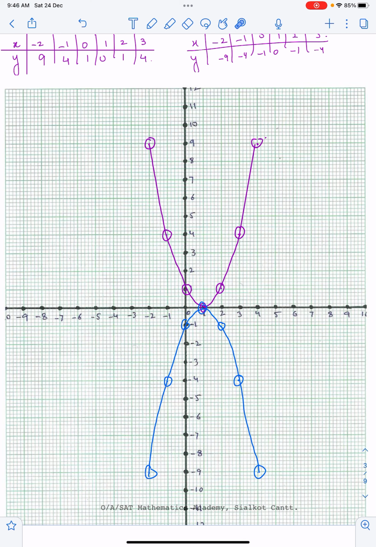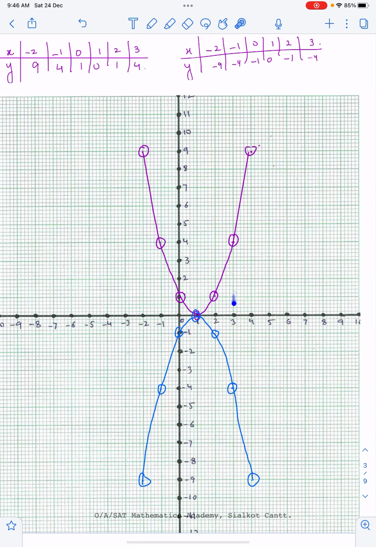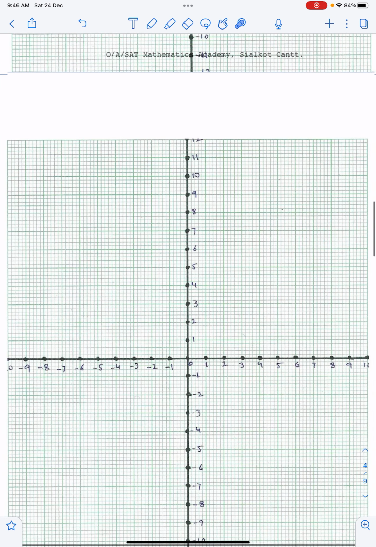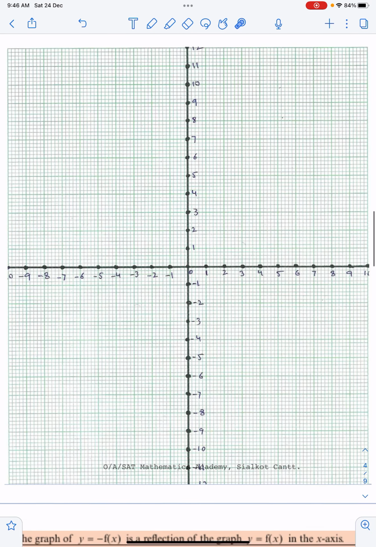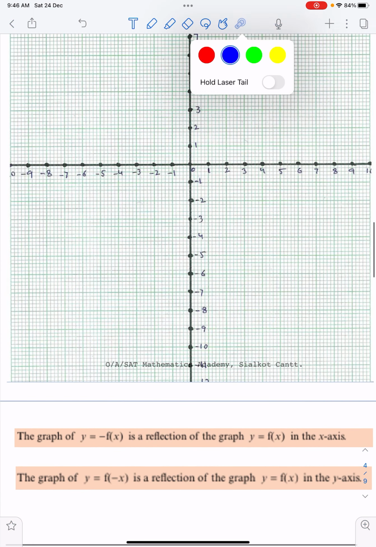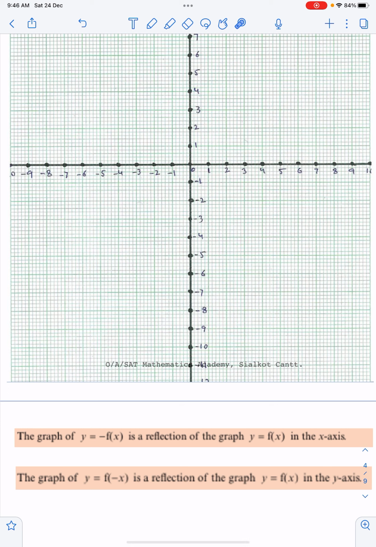Take any point, and the distance from the x-axis is the same as this point. The only difference is that they are on opposite sides of the x-axis. So we learned that in order to reflect a graph in the x-axis, we just have to change the signs. That means we can say that the graph of y equals negative f(x) is a reflection of the graph of y equals f(x) in the x-axis.